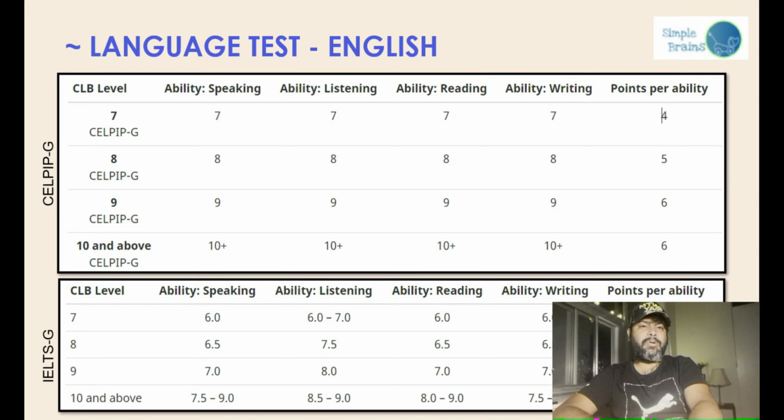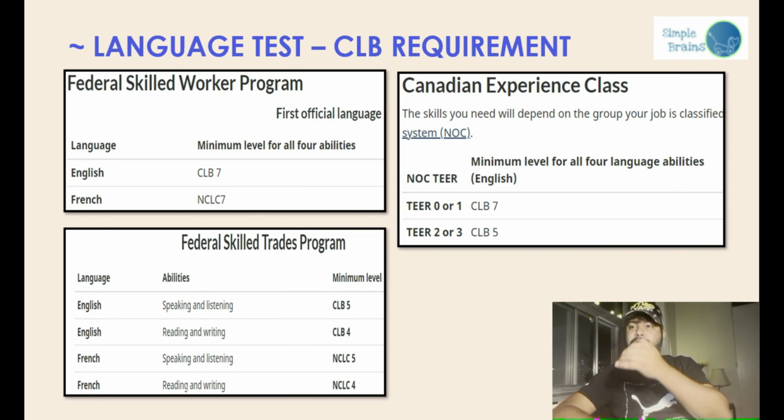Now, why are we talking about CLB 7 so specifically? If you see the requirements, different categories within the PR process have different requirements for language. I talked about these in the previous videos, like you can go to episode 3 and watch them, or episode 1, where we talked about what is the Federal Skilled Worker Program, or what is the Canadian Experience Class. This is episode 11. We are here and we are talking specifically about what the language requirement is for each of these, right?